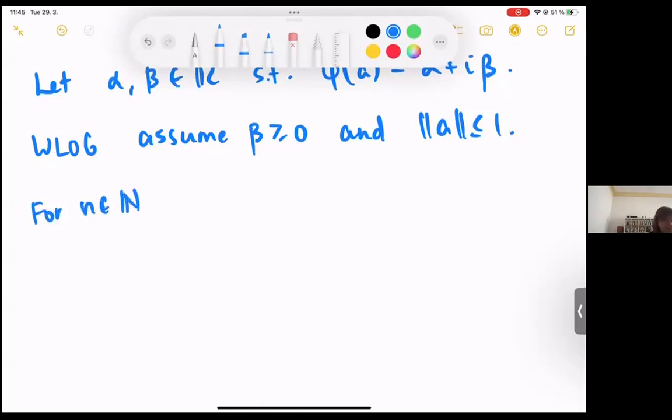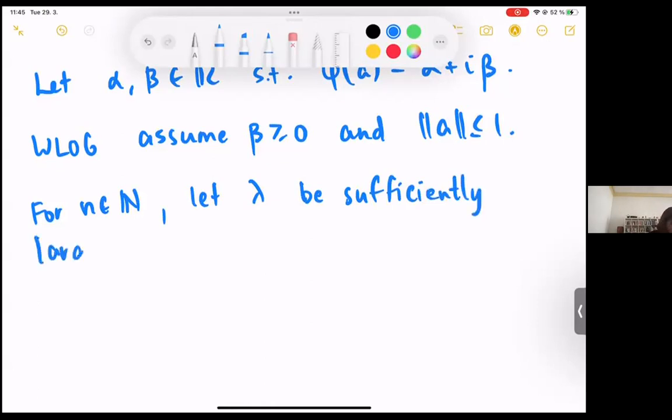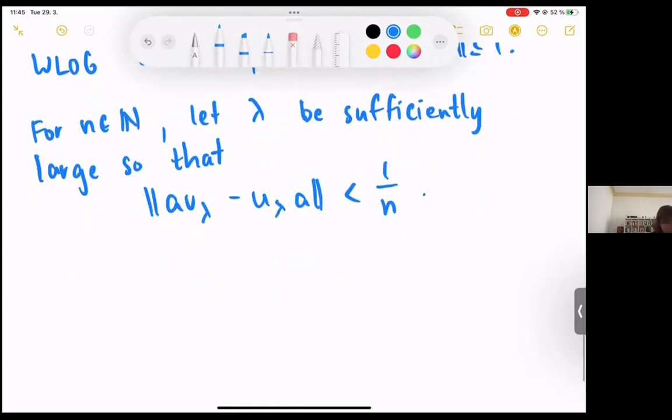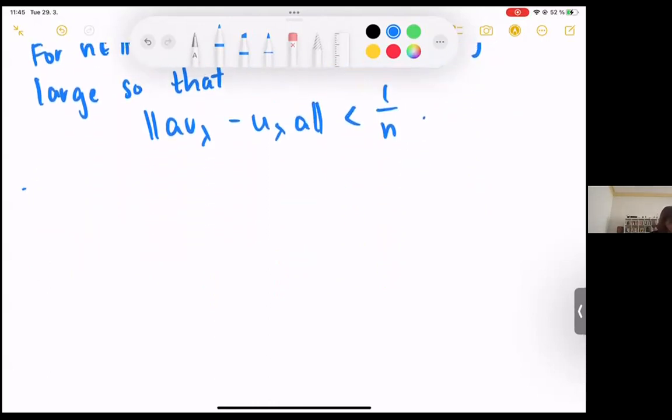So this is an approximate unit. For any n and m, we can find some lambda so that for all lambdas further along in our net, we have that a u lambda minus u lambda a is at most 1 over n. So remember, both of these things are converging to a itself. So that's a reasonable statement to make. Okay, and then we can calculate.